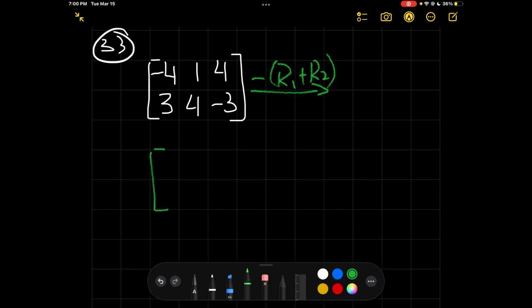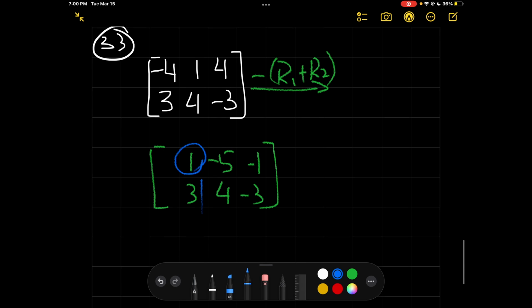-4 plus 3 is -1, and then we negate it as 1. And 1 plus 4 is 5, negate as -5. 4 plus -3 is 1, we negate as -1. And the second row, we don't change it. Okay, we get a pivot point for leading 1. And we now knock out those.